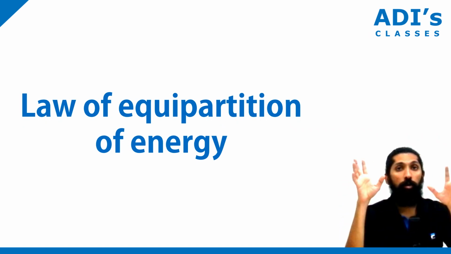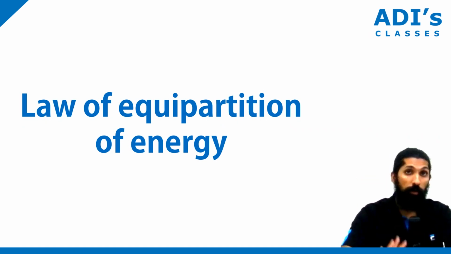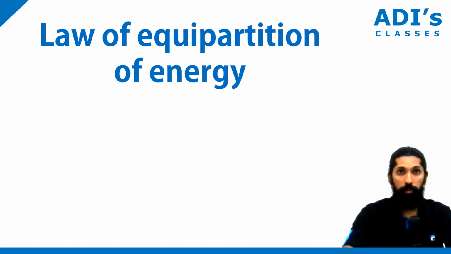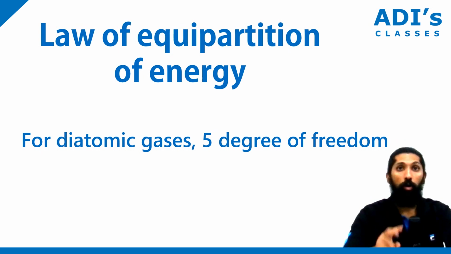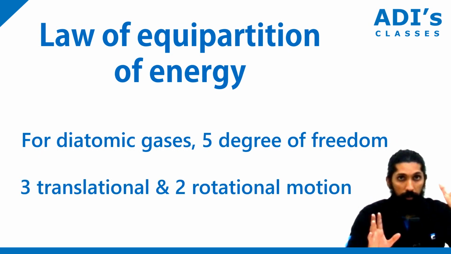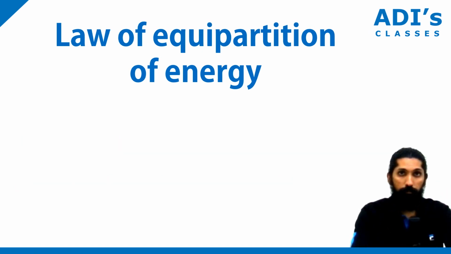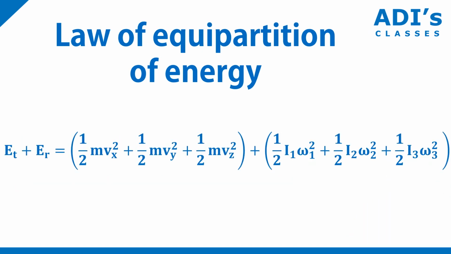Now for diatomic gases, what do we have? For diatomic gases, we have 5 degrees of freedom, which is 3 translational and 2 rotational. So now what do we get? The total energy is going to become Et plus Er. Look at the formula here. Half m (vx square plus vy square plus vz square) is for translation. For rotational, you have half I1 omega1 square plus half I2 omega2 square.